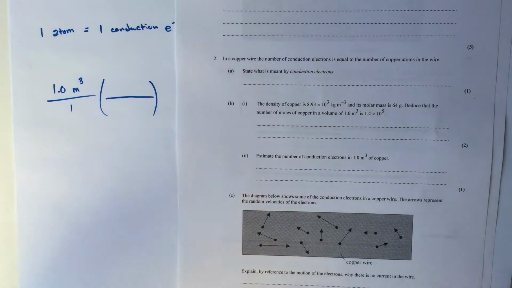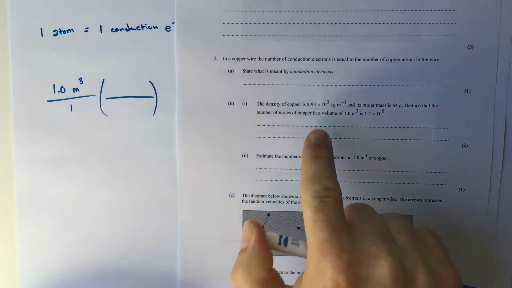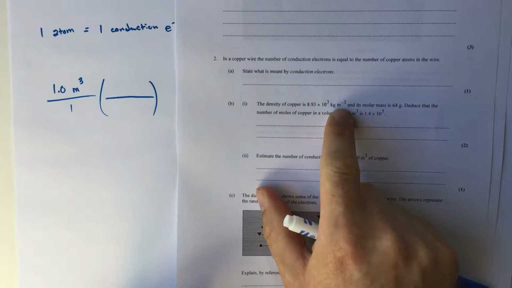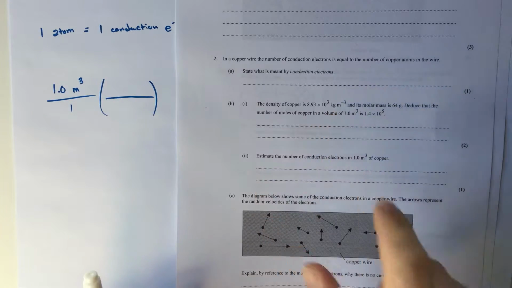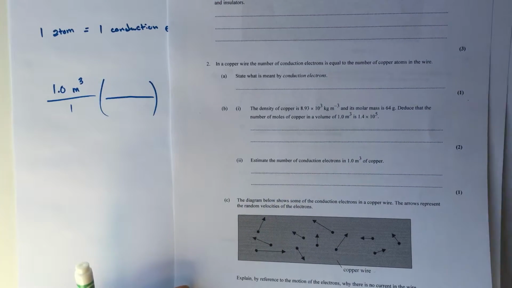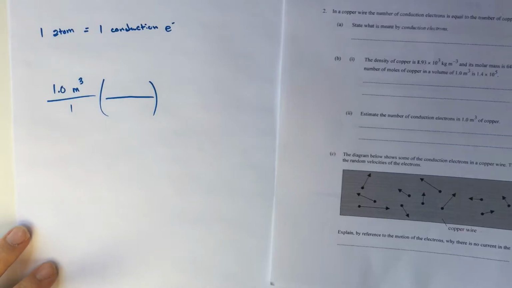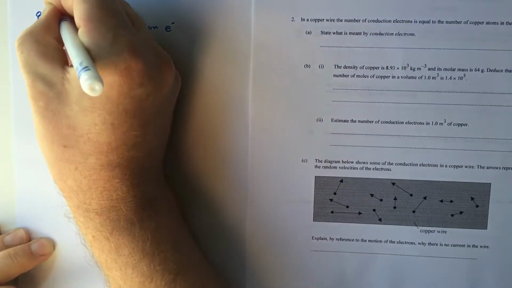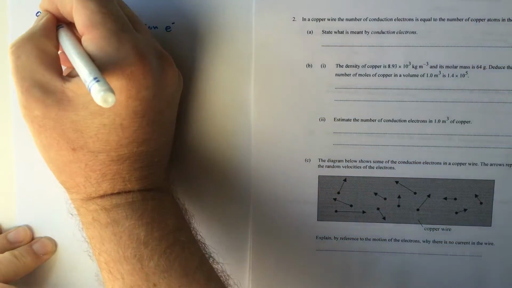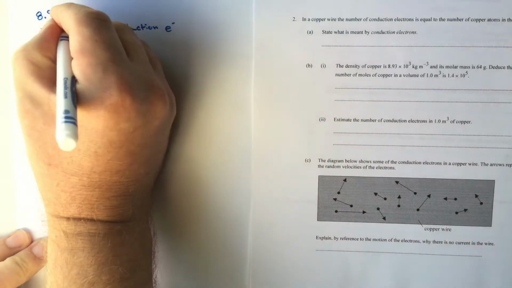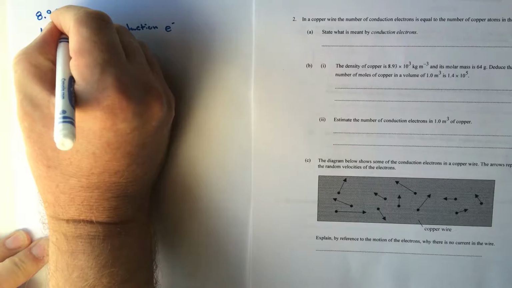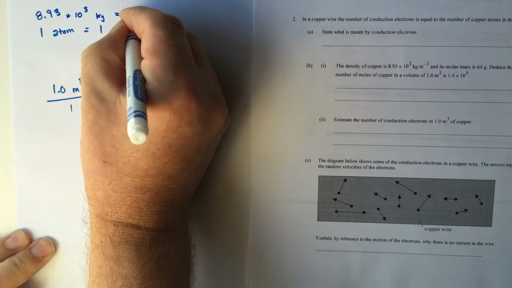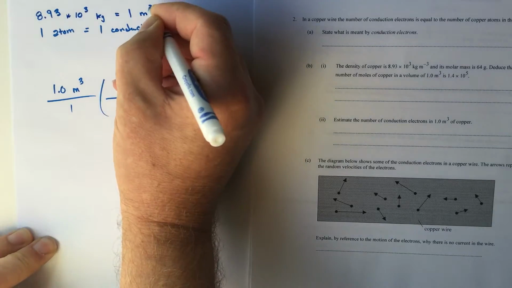And they give me several numbers that'll help me out along the way. One of them is this density of copper, 8.93 times 10 to the third kilograms for each cubic meter, or per cubic meter. All right, so I'm going to write that down here. I think that might help me out. We have 8.93 times 10 to the third kilograms is equal to 1 cubic meter of copper.